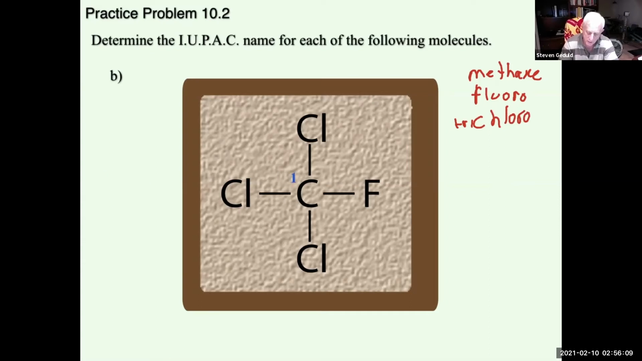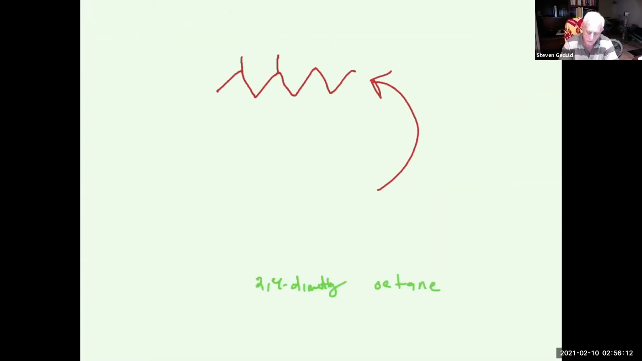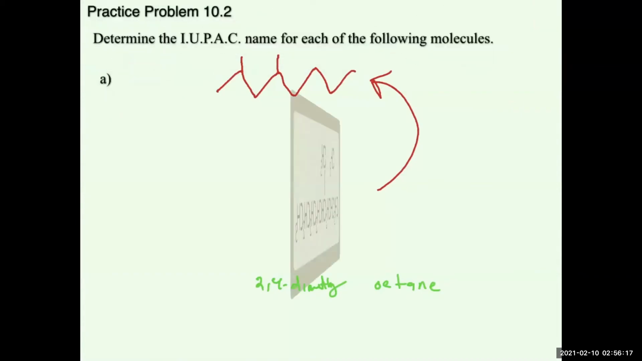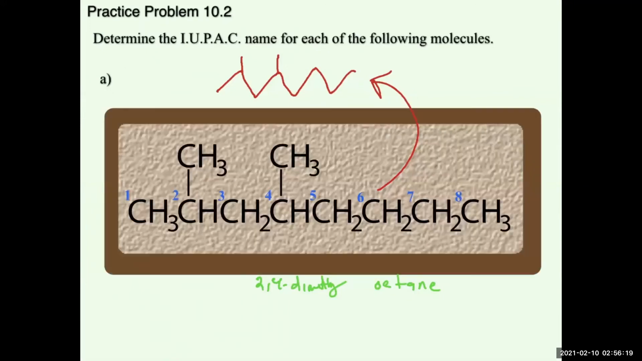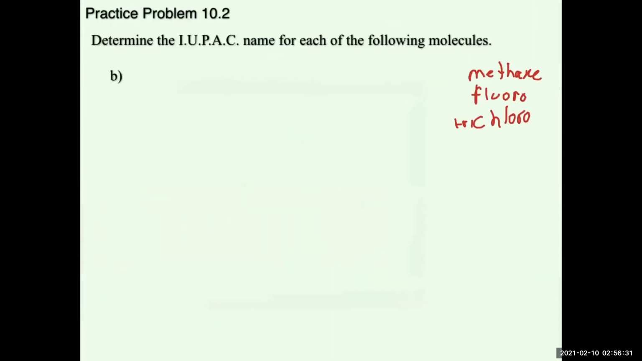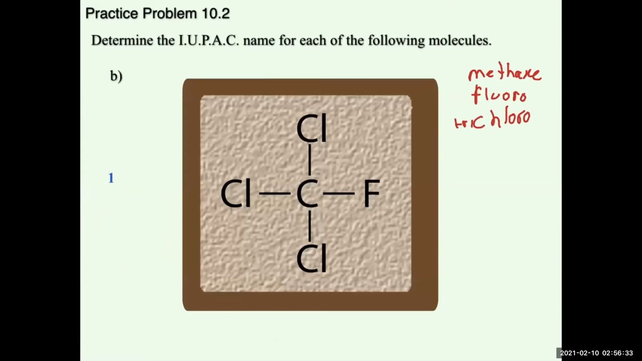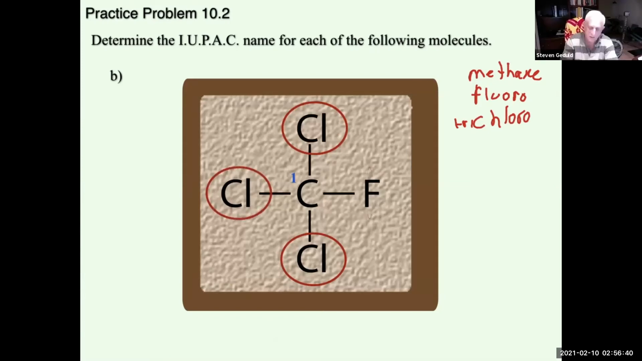1 carbon, 4 attachments. Are you able to do a line formula with something like this, with just some methane? Yeah, you can do a line formula. You can always do a line formula. How would that look? Because I thought each end is a carbon.